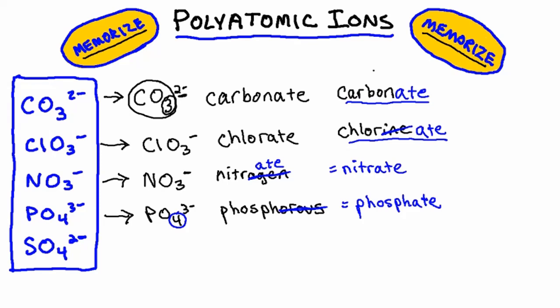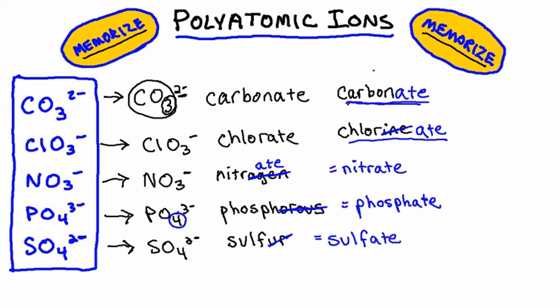Now one more, we have SO4, and there's a -2 charge there. The main element that we're dealing with is sulfur, but it's paired with 4 oxygens. So we're going to just take off the last little bit of this word of sulfur here, and we're going to change this to sulfate.